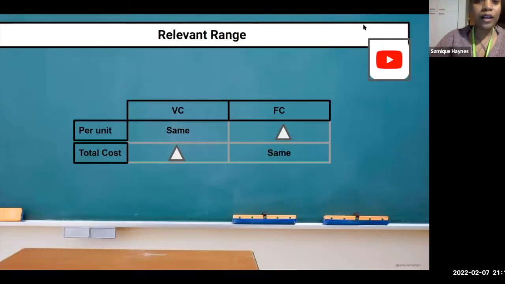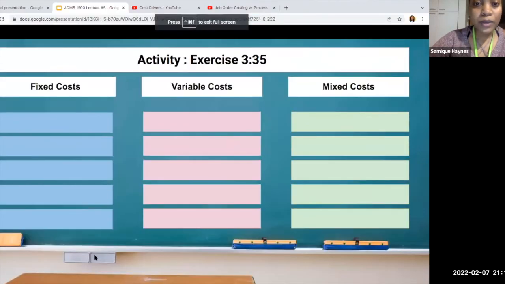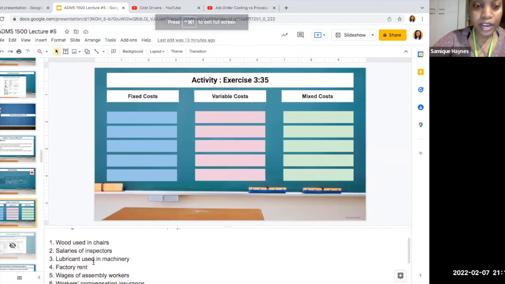Okay, so we talked about this last week. I remember we were saying whenever the number of units produced increases, then per unit variable cost stays the same, but total variable cost changes. Whenever the number of units we produce changes, total fixed cost will stay the same, but per unit fixed cost will change. Okay, so this is just a quick table that I put in there to help you remember and understand that.